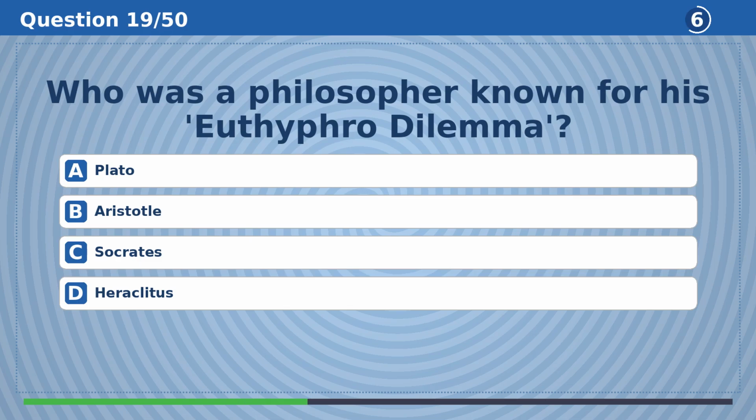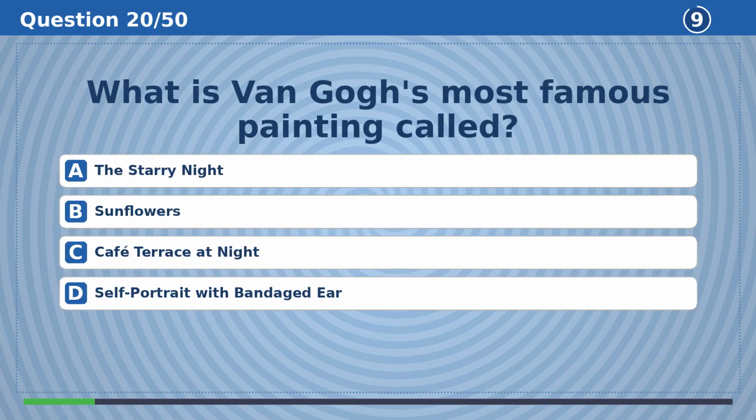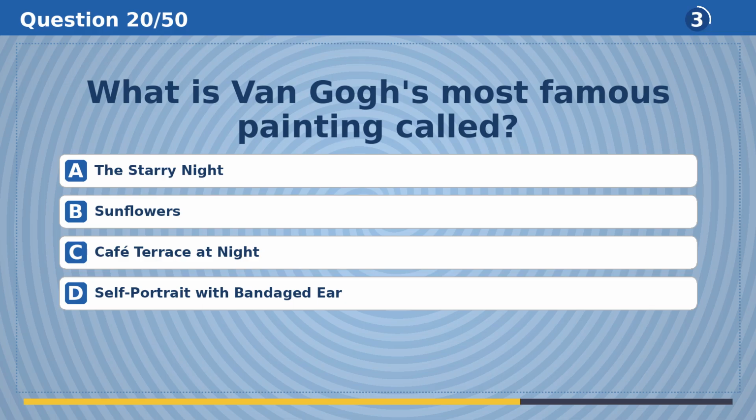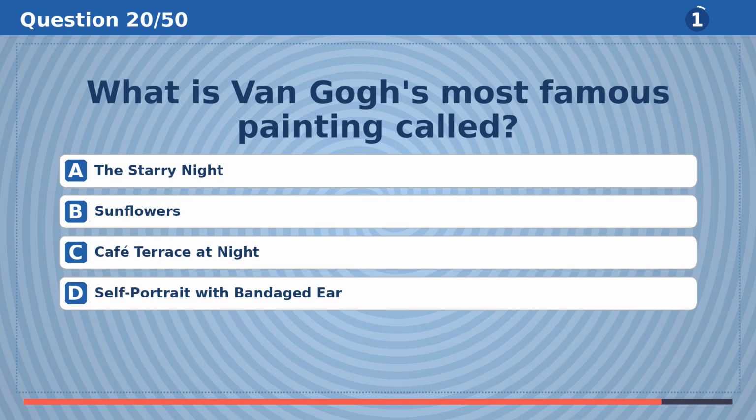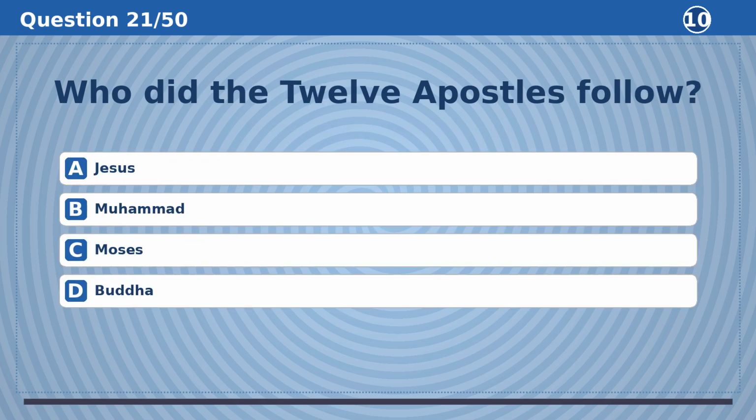Who is a philosopher known for his Euthyphro dilemma? The answer is A. Plato. What is Van Gogh's most famous painting called? The answer is A, The Starry Night.